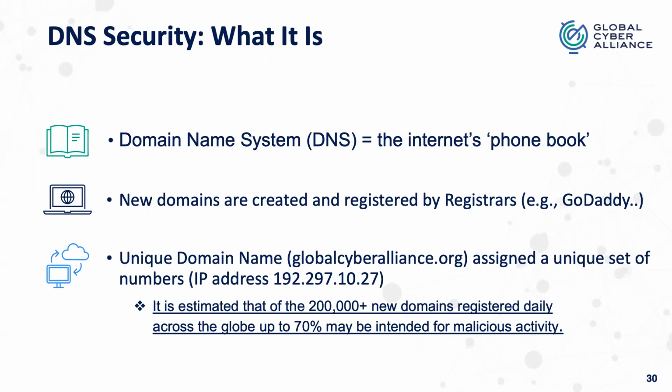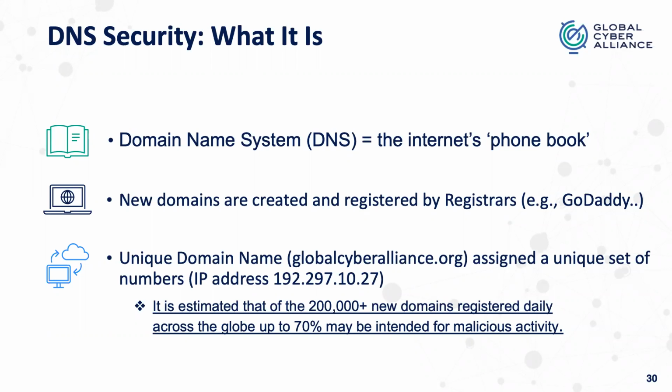What happens is that name is sent to a DNS to look up the actual IP, or the number, that's associated with it. And then it directs the traffic based on that number. So every unique domain name is going to have a unique set of numbers. Like globalcyberalliance.org is going to have an IP address associated with it. The one you see on there is not the one actually associated with Global Cyber Alliance. That's one we just made up.